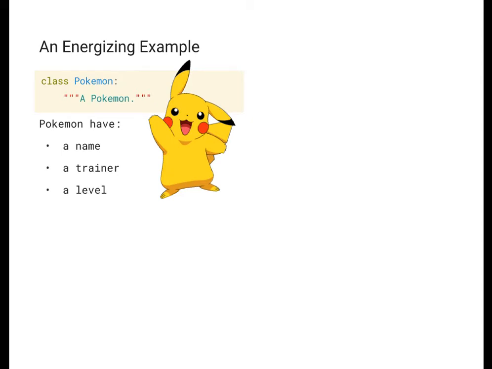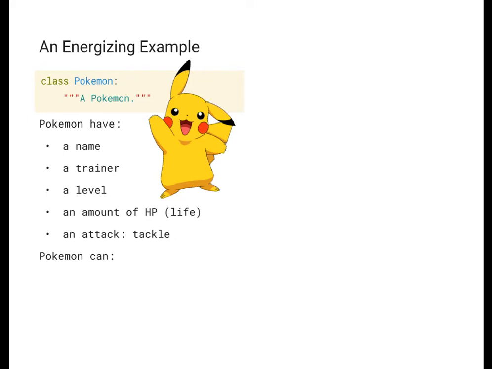A level, which represents how much experience the Pokemon has, an amount of HP or life, and an attack that's called tackle. So Pokemon have all of these attributes. They are properties of the Pokemon. So we might define them either as class attributes or instance attributes.